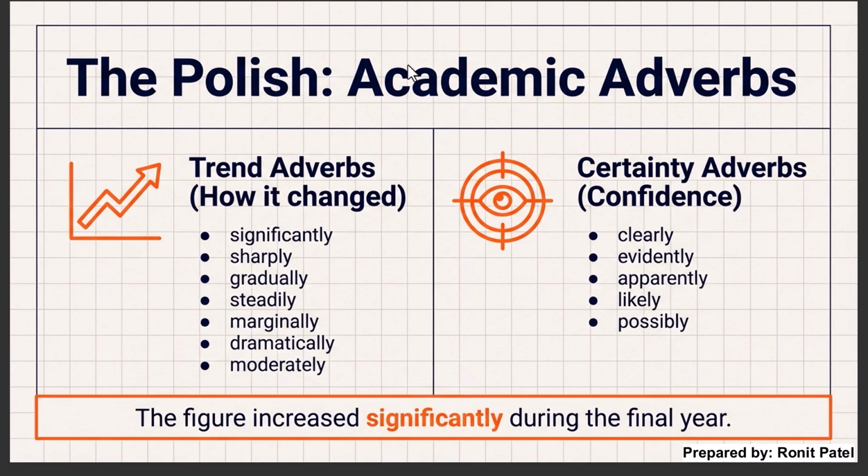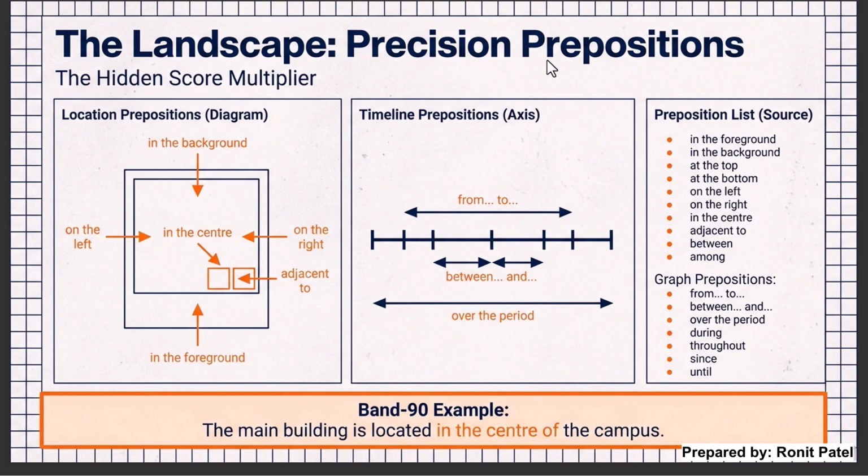A common student mistake here is that students often stack too many adverbs, such as increased very sharply, significantly. No. Instead, just try to remember, one strong adverb beats three weak ones. This is one of the most underestimated band 90 multipliers.